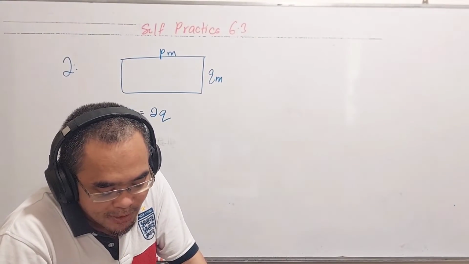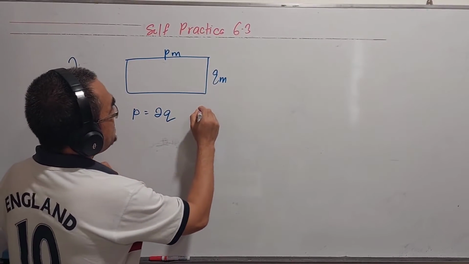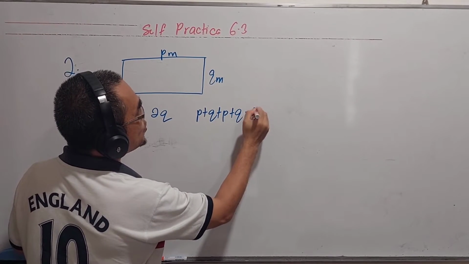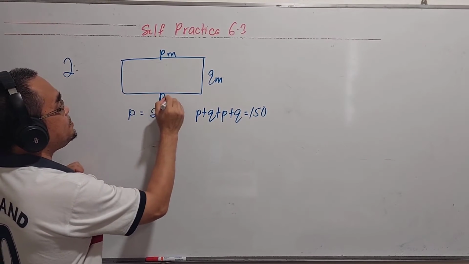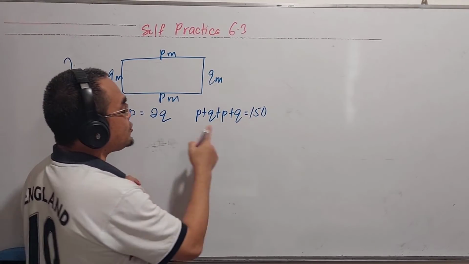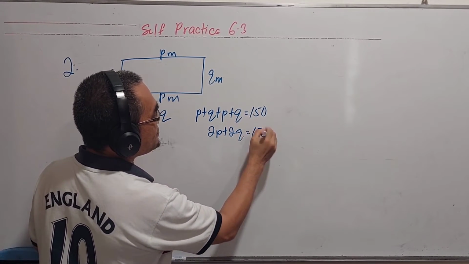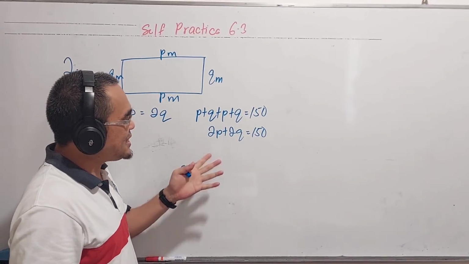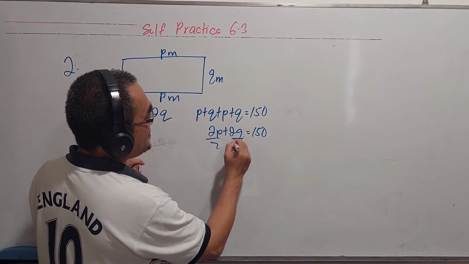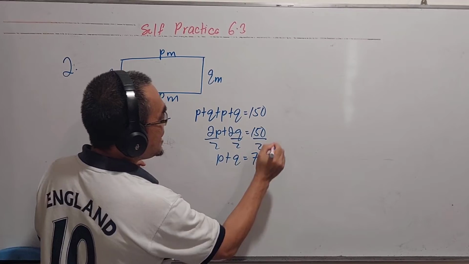If the perimeter of the swimming pool is 150 meter, so it means P plus Q plus P plus Q equals to 150, because here it's P meter and Q meter. Simplify both. We have 2P plus 2Q equals to 150. So we should simplify. You divide all by 2, you get P plus Q equals to 75.